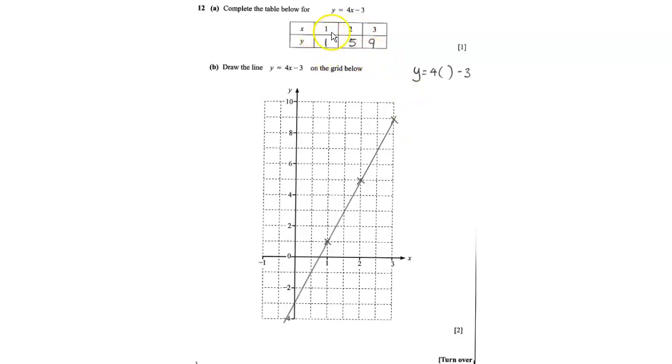And all we do is just plot those points. So it says x is 1, y is 1, so we go 1 across and 1 up. Then we go 2 across and 5 up. Then we go 3 across and 9 up. And then we just draw our straight line.